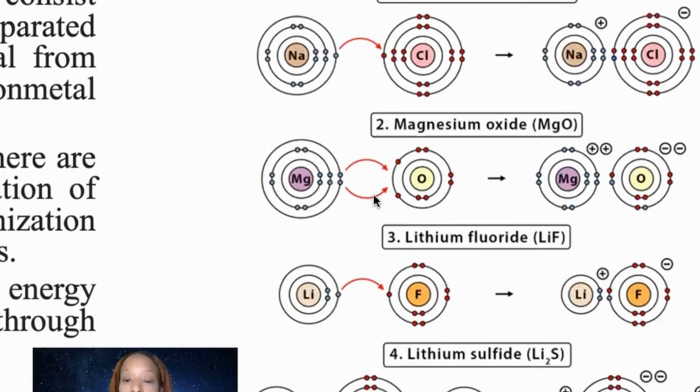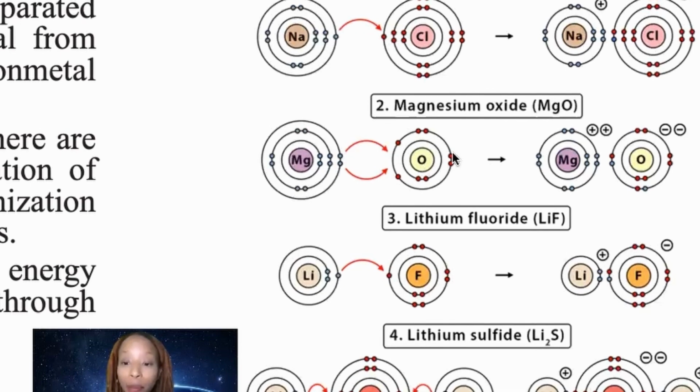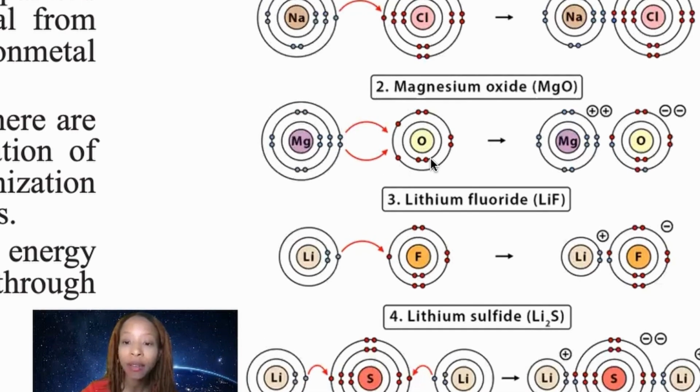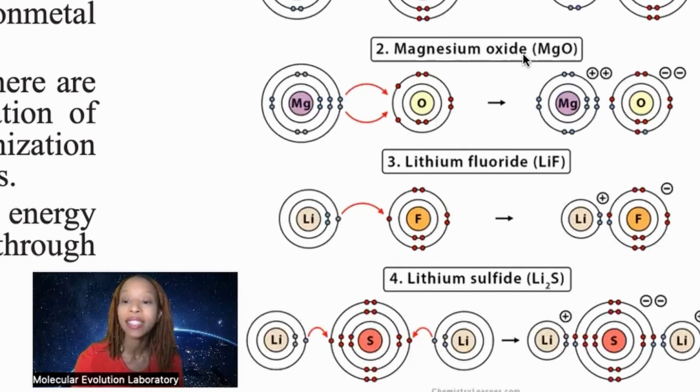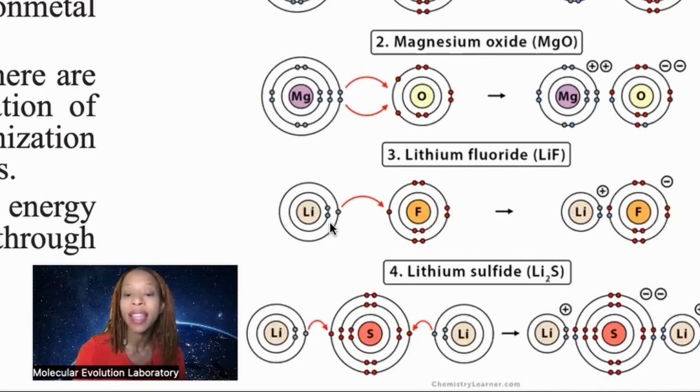So magnesium will form an ionic bond with oxygen by transferring 2 electrons to form magnesium oxide. Lithium has 1 valence electron and forms an ionic bond with fluoride by giving away this electron to form a lithium fluoride molecule. Lithium can also form an ionic bond with sulfide in the same way to form a lithium sulfide molecule.